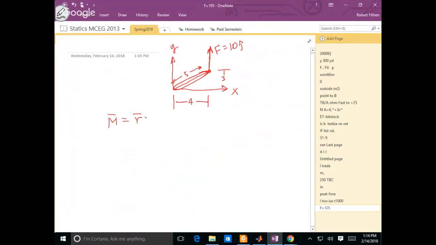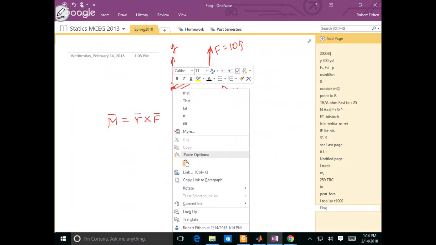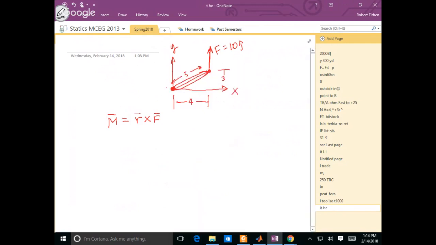is R cross F. So the R is where you want, there's a point about which you want to find the moment. So you could call it O. There has to be a point associated with it. And if you move around and pick another point, there's a different moment about that point. It doesn't make sense to pick any other spot except maybe the bolt.